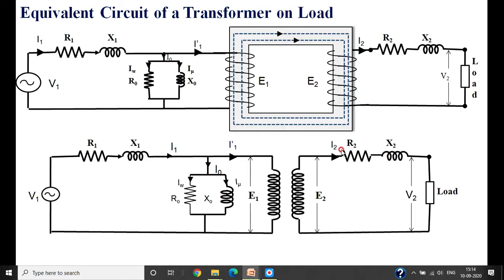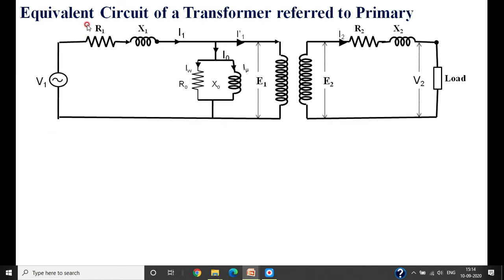It means I am transferring R2, X2, the load, everything to the primary side by the transformation ratio. How exactly you do this, you have already seen: how to transfer R2 and X2 to the primary side, or R1 and X1 to the secondary side. The same concept we are applying here. I am transferring R2 and X2 to the primary side. Then we see how this circuit is further reduced into another circuit.